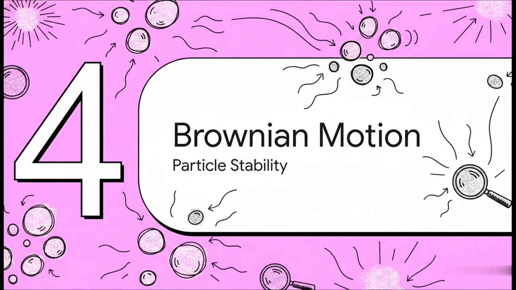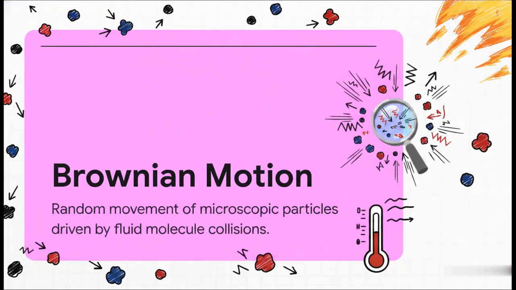Section 4, Brownian motion and stability. We've got to talk about Brownian motion. This is that continuous, completely random movement of microscopic particles in a fluid, driven by unequal collisions with the fluid molecules themselves. As your temperature goes up, the kinetic energy of the whole system just goes off the charts. Your fluid basically turns into a chaotic, high-speed bumper car arena for your pigment particles.